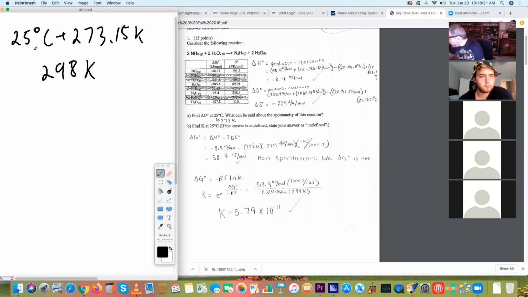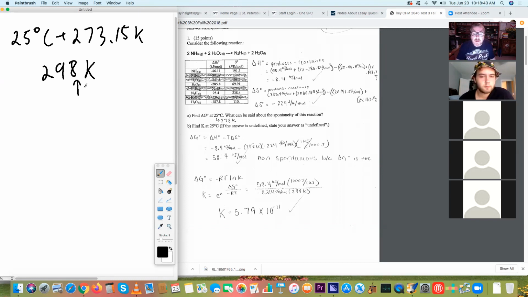You'll notice that this has no places past the decimal. This has 2 places past the decimal. So this has no places past the decimal. Bottom line is it doesn't matter if you use 273 or 273.15. You're going to get the same result if you plug 25 degrees Celsius into that equation. Does anybody have any questions?